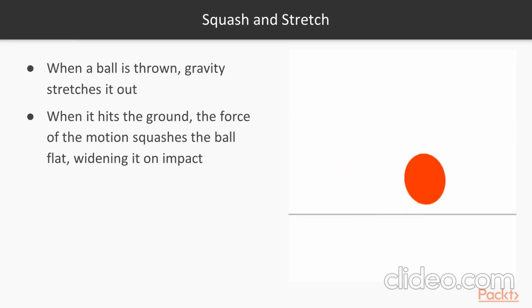Squash and stretch is our fourth principle. You can see as the red ball goes into the air, it stretches a bit, and when it hits the ground, it squashes. The harder it hits the ground, the harder the squash. Squash and stretch is an easy way to turn any animation from something mechanical into something supple.